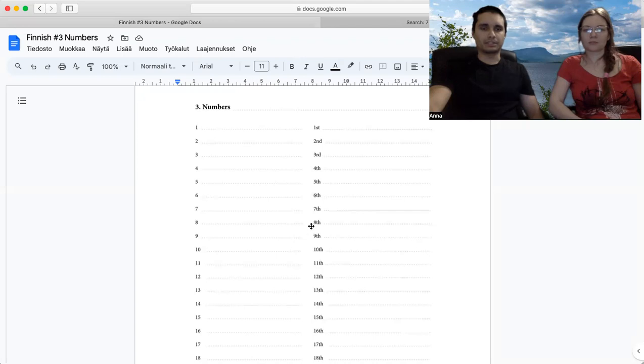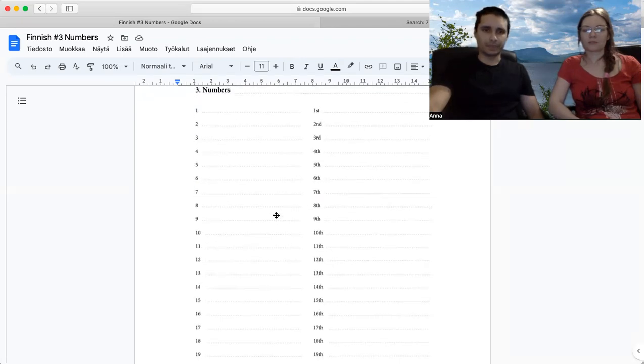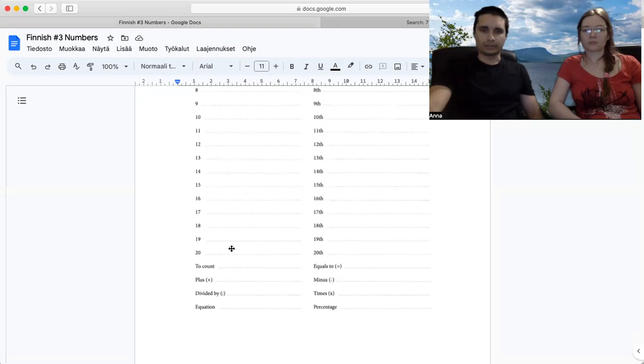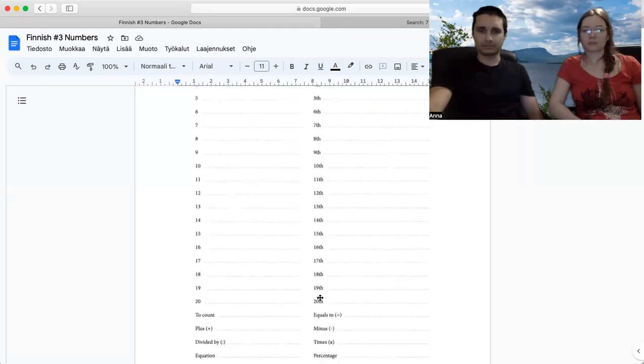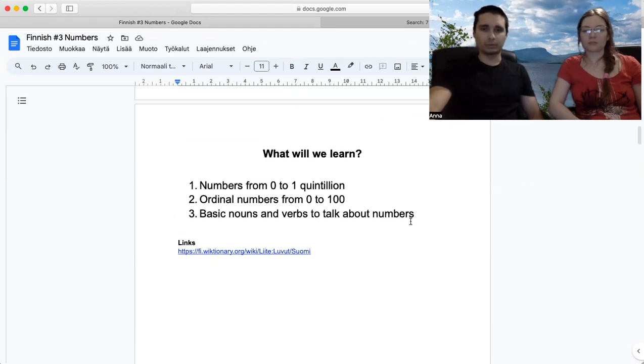In the Ultimate Finnish notebook, you already have all the content from English to Finnish. But let's start. Here you can see what we are covering today and something more as well. So today we will learn numbers from 0 to 1 quintillion. Oh, quite a lot.